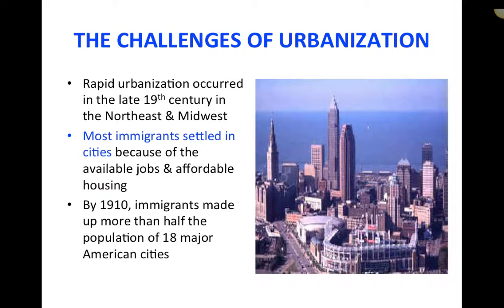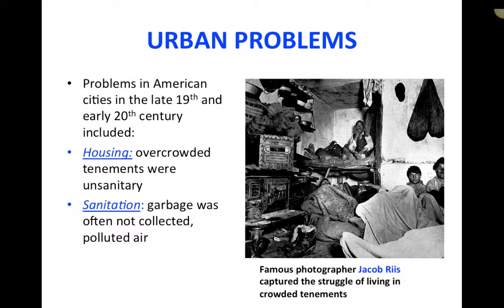Now, in our historical perspective, just so you understand, we had rapid, not just fast. No, rapid, really fast urbanization in the late 19th century in the Northeast and Midwest. So most immigrants did settle in cities because that's where the jobs are and affordable housing. Now, when you look at urban areas, the bigger cities, the housing isn't as affordable, but the jobs are there. By the early 1900s, immigrants made up more than half the population of the 18 major cities.